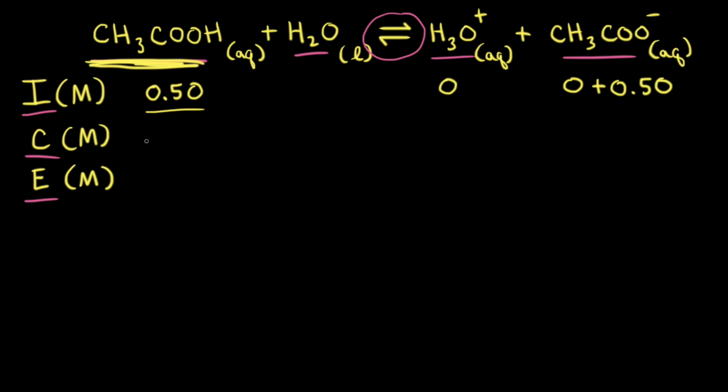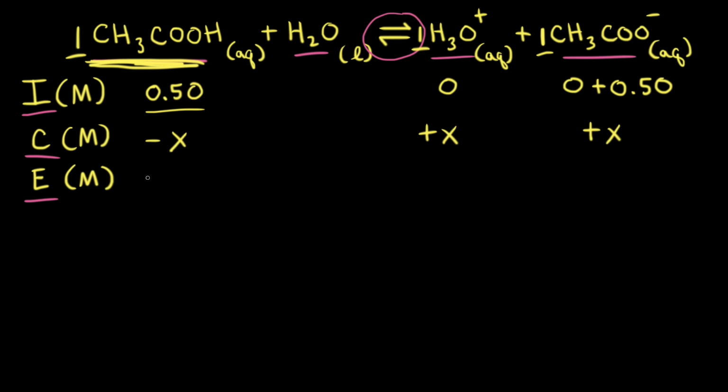So under the change, we're going to write minus X. The mole ratio of acetic acid to hydronium ion is 1:1. So if we write minus X under acetic acid, we need to write plus X under the hydronium ion. And for the acetate anion, there's also a coefficient of 1. So we're going to write plus X under the acetate anion.